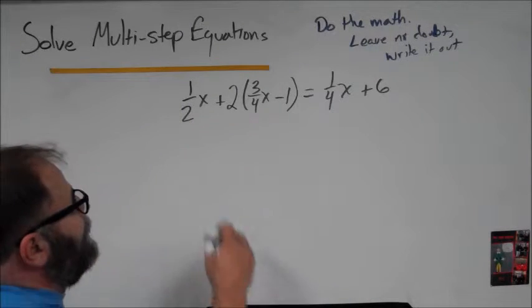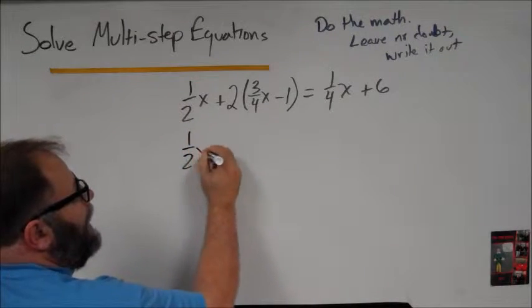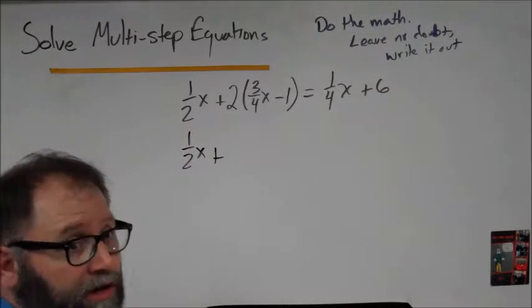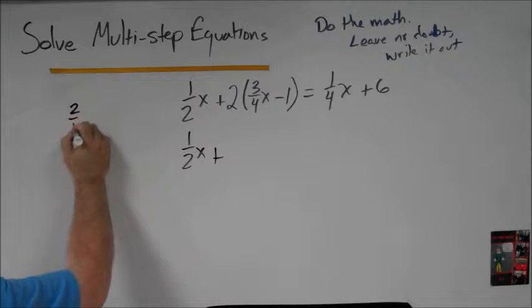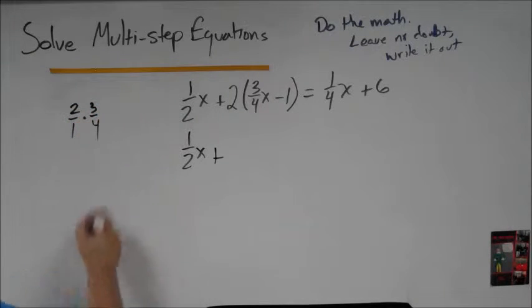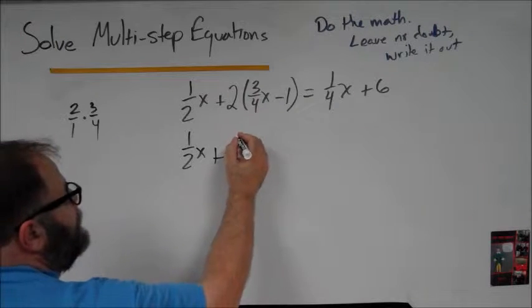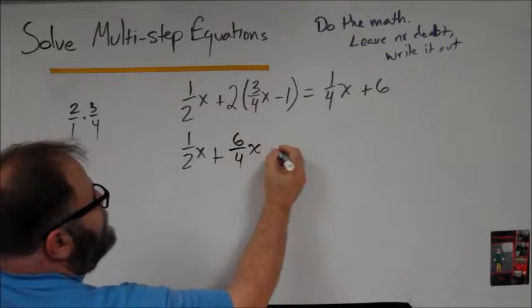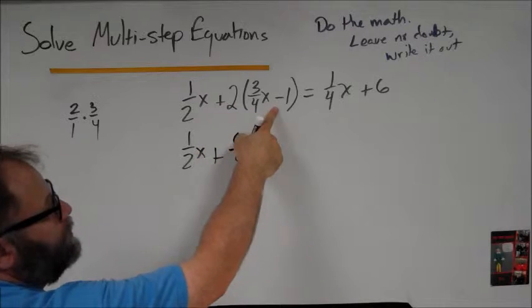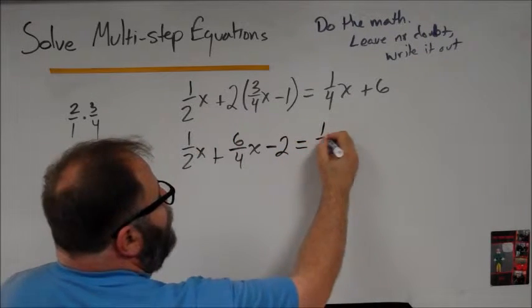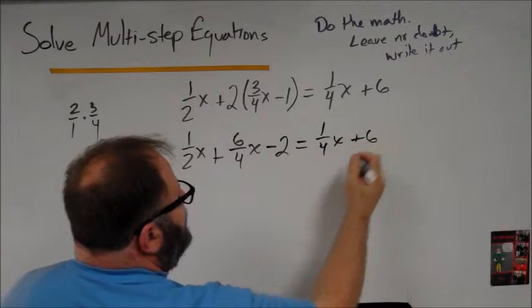distribute. So I've got 1/2 x, that just is going to come down here, plus 2 times 3/4. So 2 times 3/4 looks like this, 2 over 1 times 3 over 4. 2 times 3 is 6, 1 times 4 is 4. That gives me 6/4 x minus 2 times negative 1 is negative 2 equals 1/4 x plus 6.